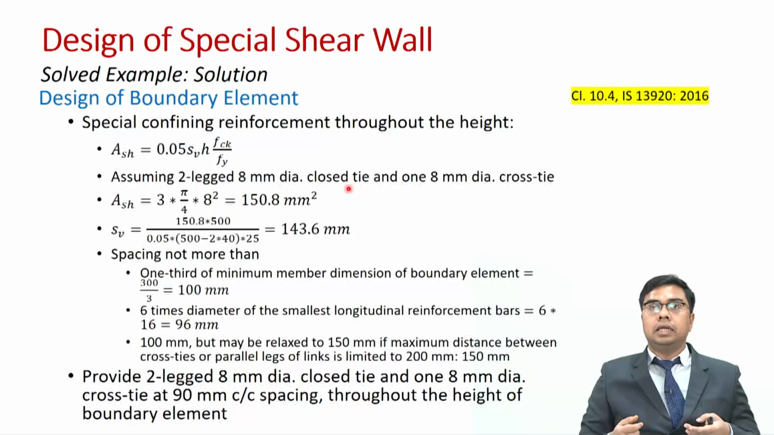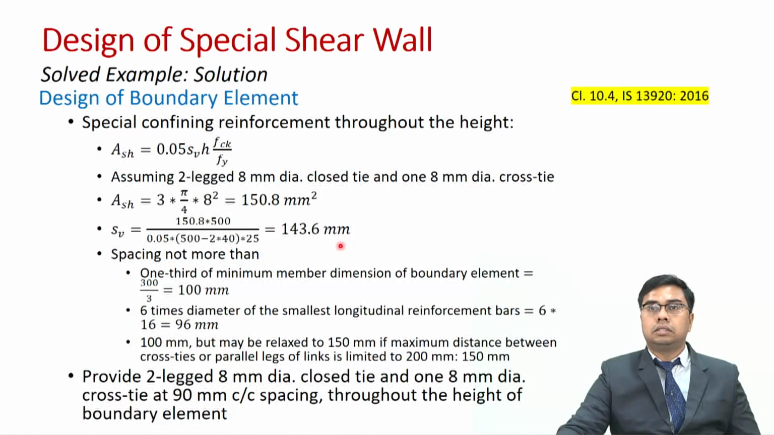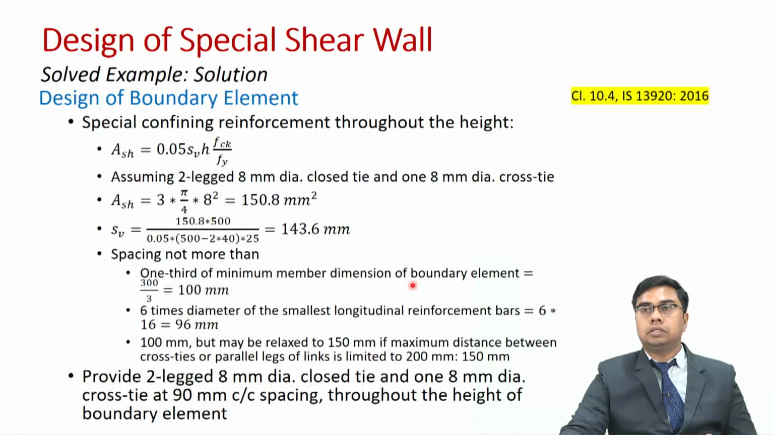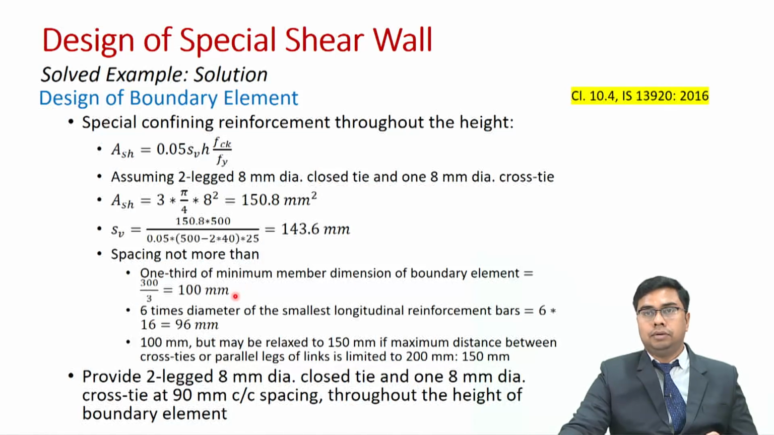So effectively you can say that we are using 3-legged 8 mm dia ties, and in that case the value of Ash can be calculated to be 151 millimeter square, from which we can calculate the value of Sv, that is the spacing between the transverse reinforcement, as 143.6 millimeters. Now for ductile detailing requirements, there are a few criteria for checking the spacing. The spacing should not exceed 1/3 of the minimum member dimension of the boundary element. The minimum member dimension of the boundary element is 300 millimeters, because it was 300 mm by 500 mm. So 1/3 of that minimum member dimension is 100 millimeters.